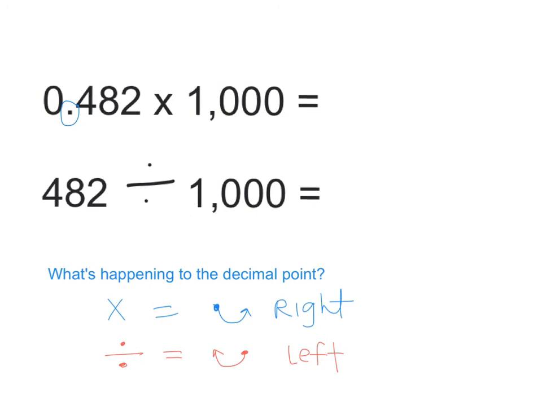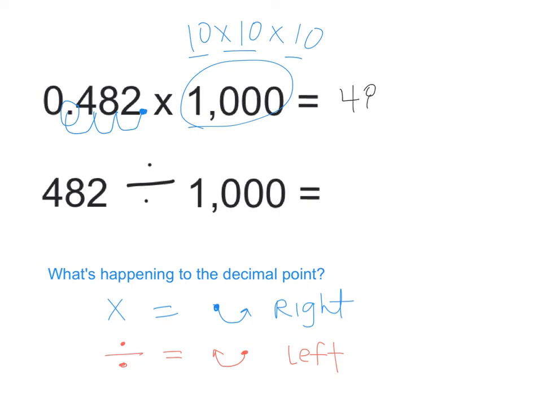How do I know how many spaces to move to the right? Instead of saying depending on how many zeros, let's think about how many factors of 10 there are. 1,000 is 10 times 10 times 10. How many factors of 10? 3. So I move the decimal point 3 times to the right: 1 time, 2 times, 3 times. If the decimal point is here now, what's my final answer? 482. Very good.